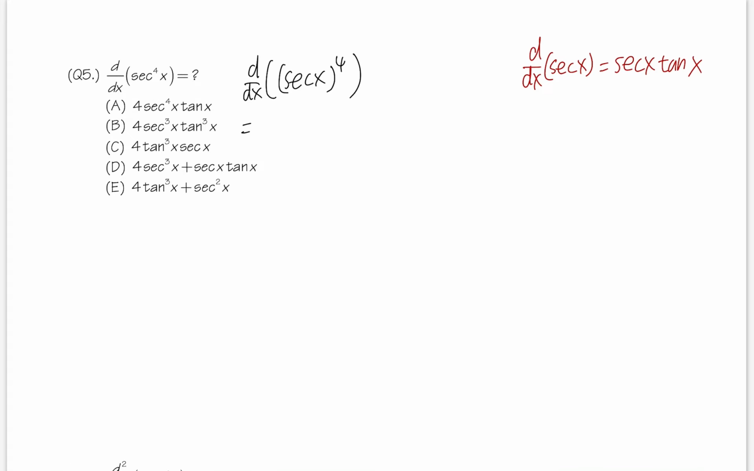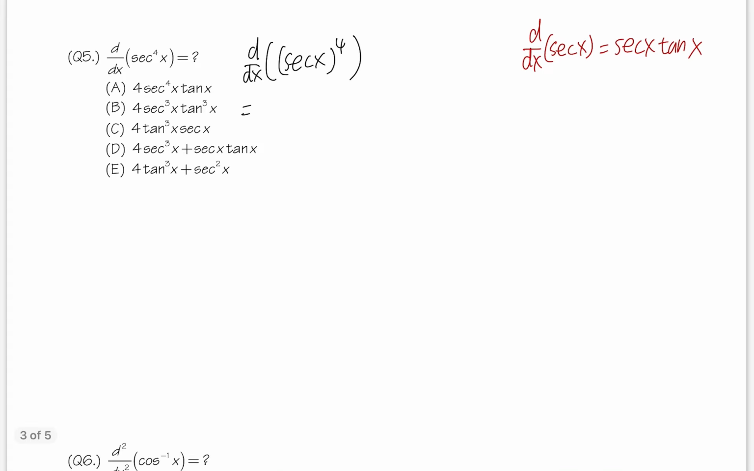First, we will have to take the derivative of the outside. So put the power to the front and then minus 1. So we get 4, and the inside stays the same. So we have secant x inside. 4 minus 1 is 3, so we have that to the 3rd power. Then we multiply by the derivative of secant x, which is what I told you guys earlier, just secant x times tangent x. That's pretty much it.